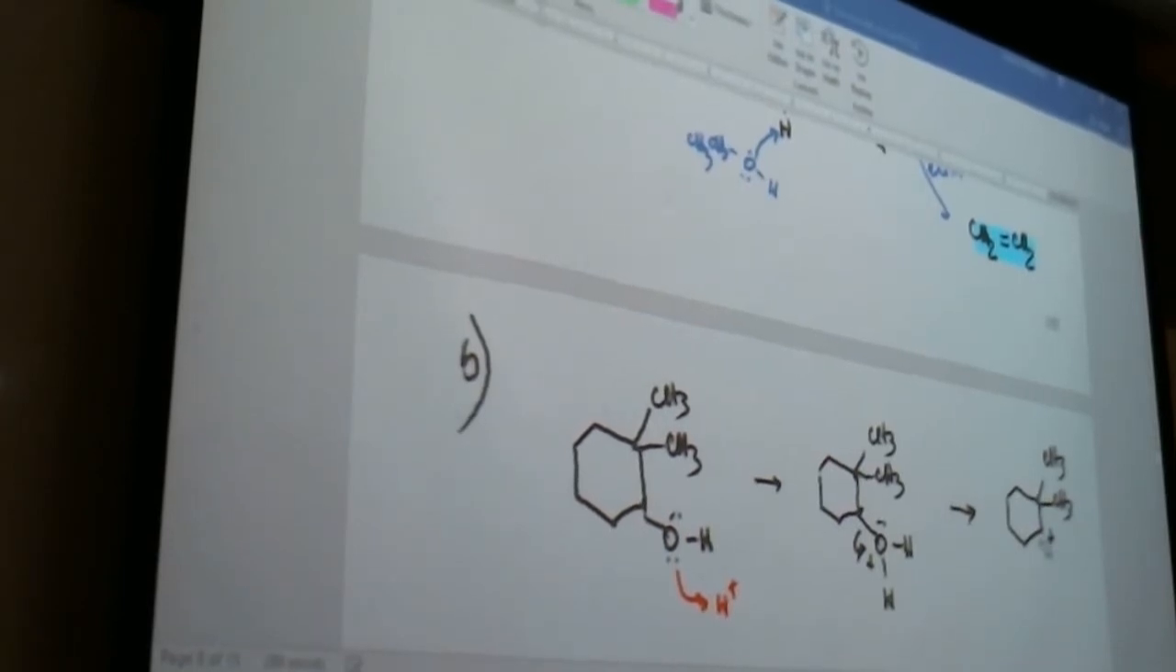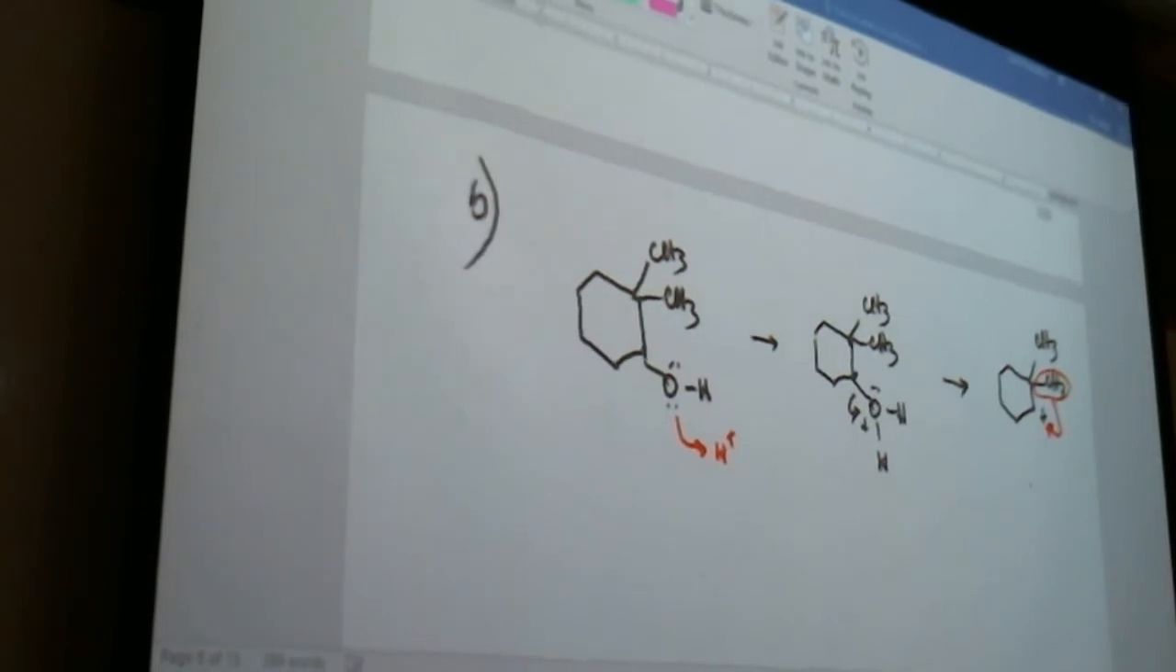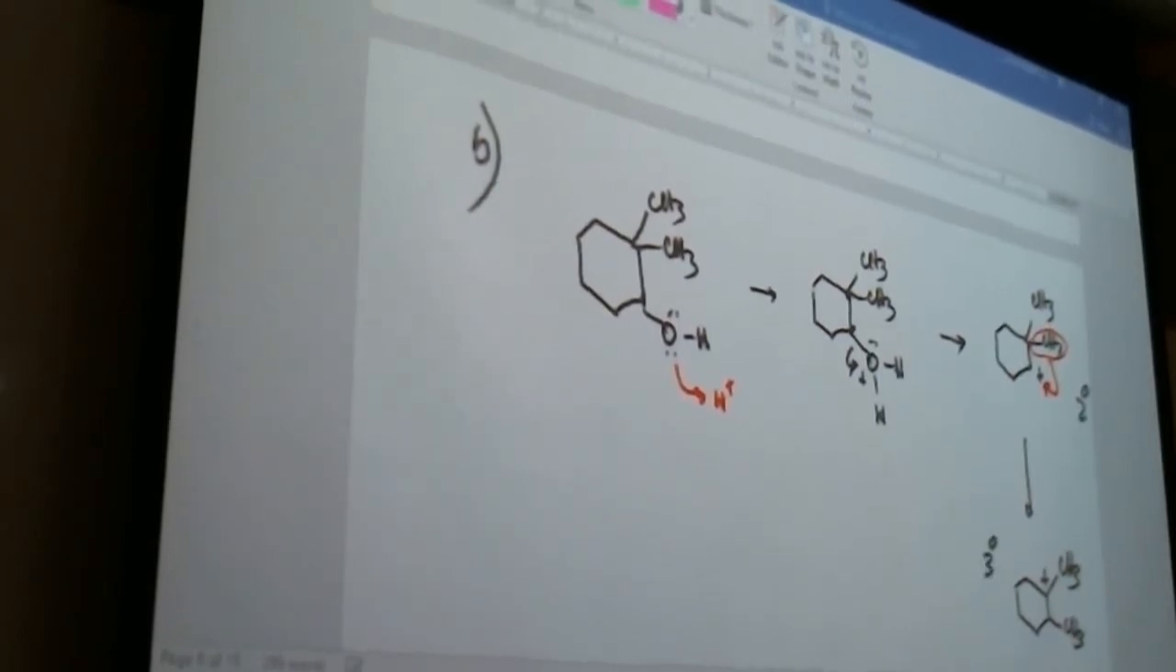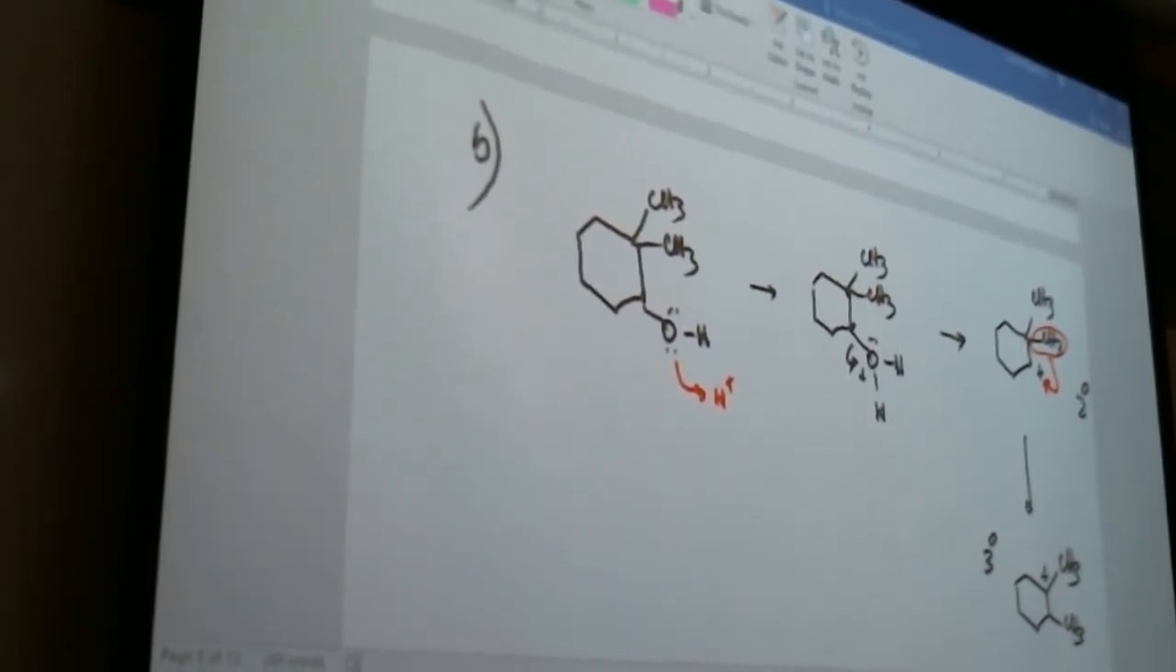This carbon has no hydrogens to do a hydride shift, but it does have methyl groups. So not as good as a hydride shift, but if there is no possibility of a hydride shift, then we can do a methyl shift and shift one of these methyl groups over here, forming this tertiary carbocation. Of course, this was secondary, this is tertiary, so tertiary is better. That is a driving force to have this methyl shift.